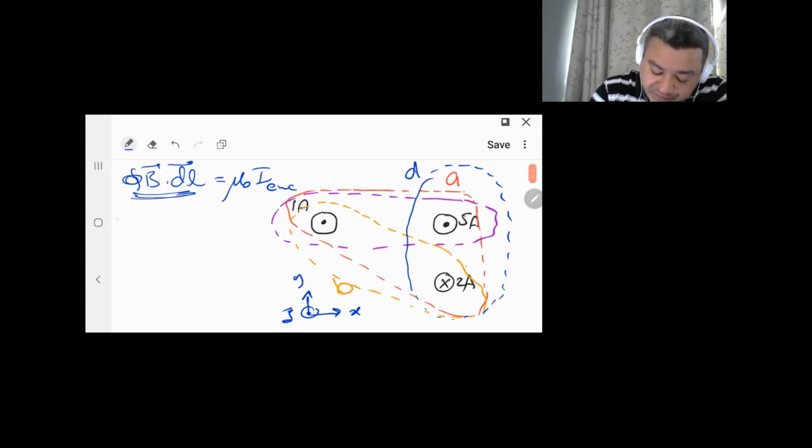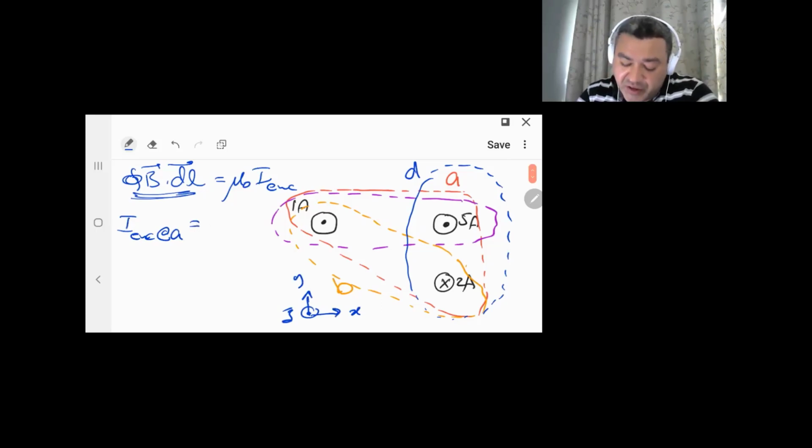So for mu naught, or let me say, since mu naught is the same, let me say the I enclosed at the line A equals to what? So let me see what are the currents that I have captured within this closed path. For A, which is the red, I have A catching all of them. I have 1 up, 5 up, this is 6. I have 2 minus, and the total would be 6 minus 2 equals to 4 ampere.